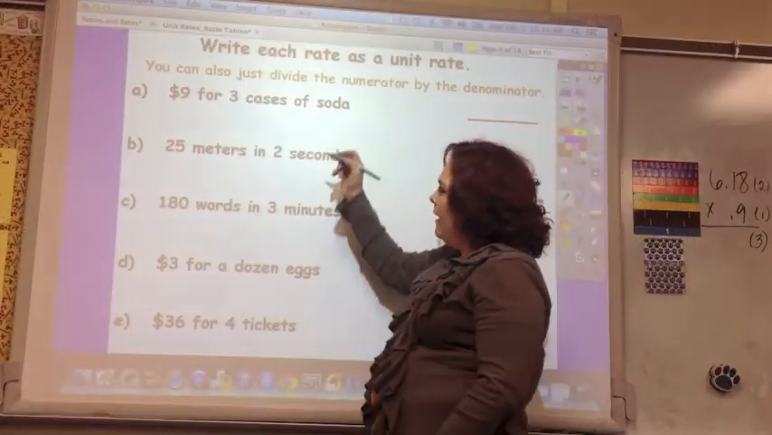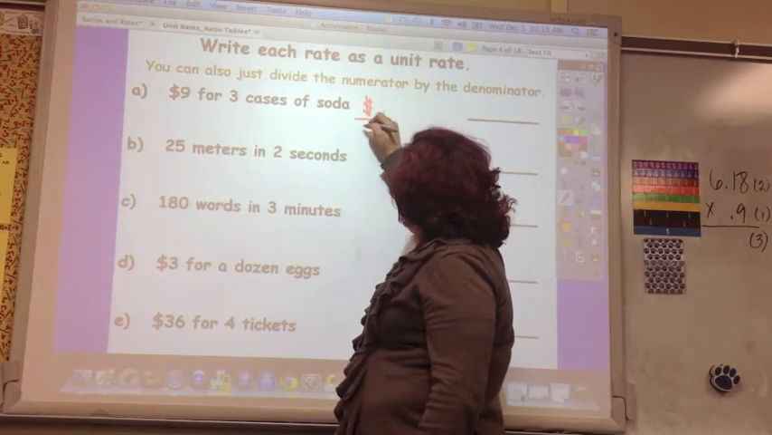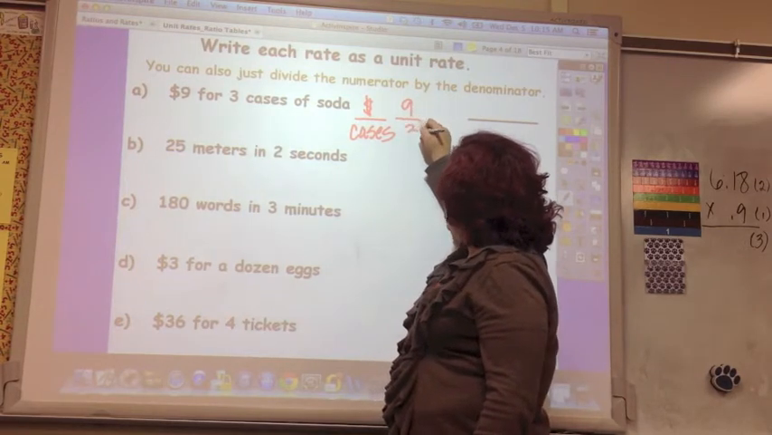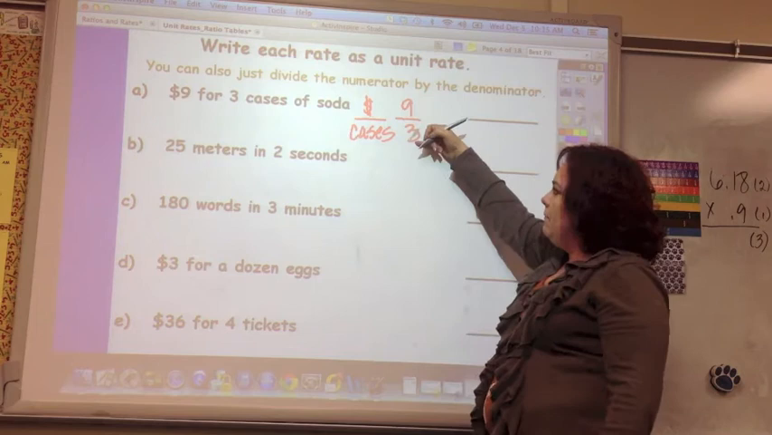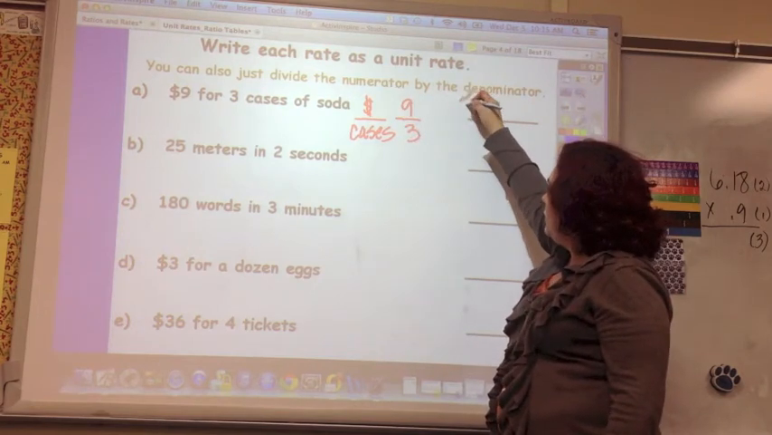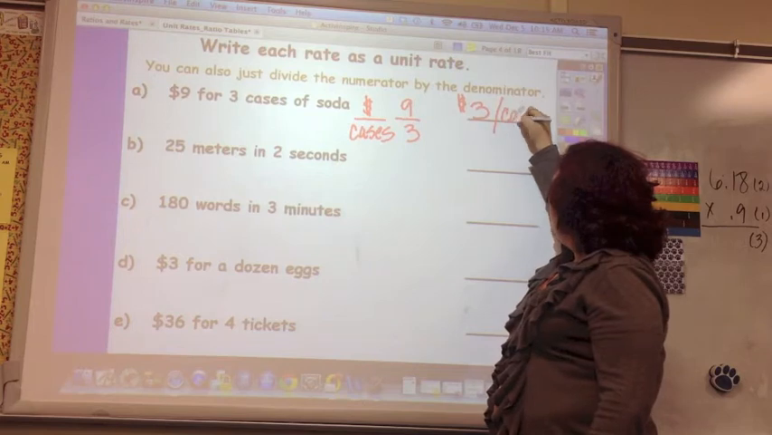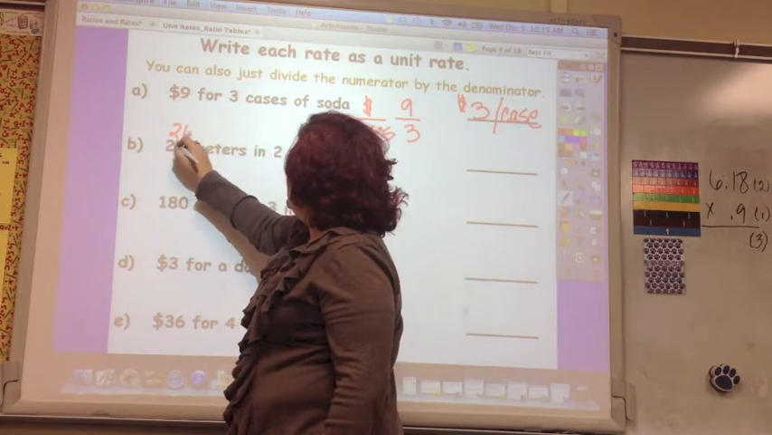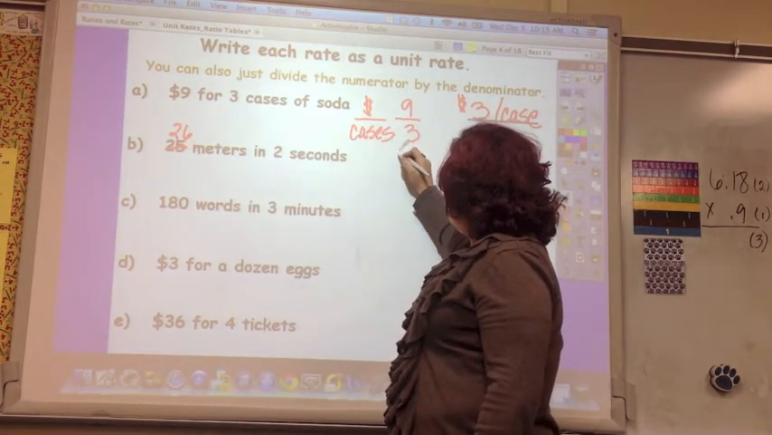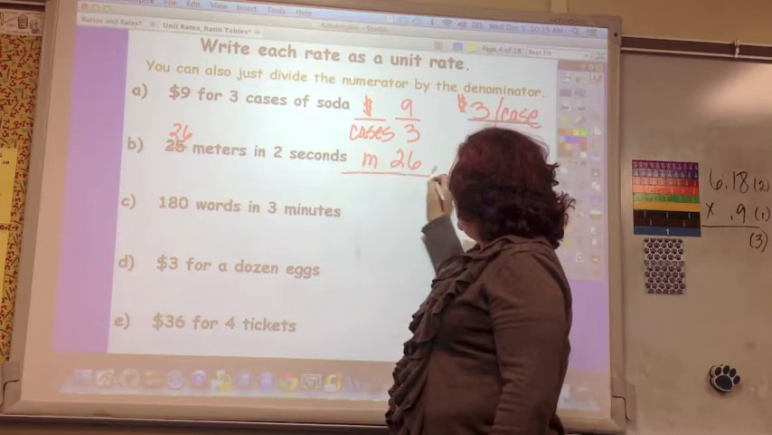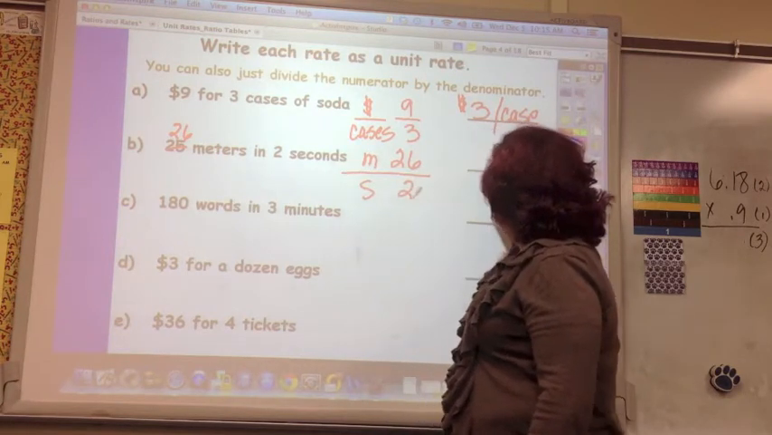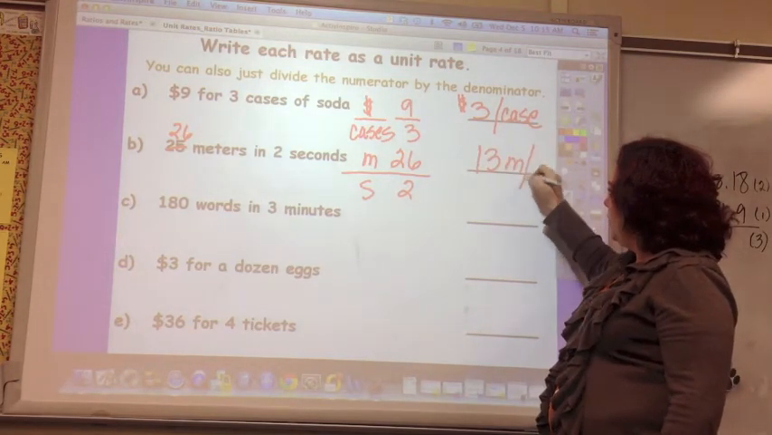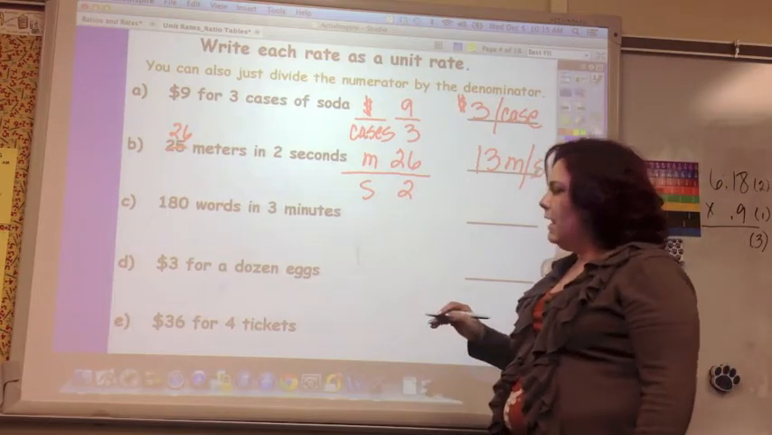So if you have dollars per cases, $9 for 3 cases. Then you just divide. 9 divided by 3 is $3 for 1 case. And then, let's say this is 26 meters in 2 seconds. So that's 26 divided by 2 is 13 meters per second. And go ahead and do these.